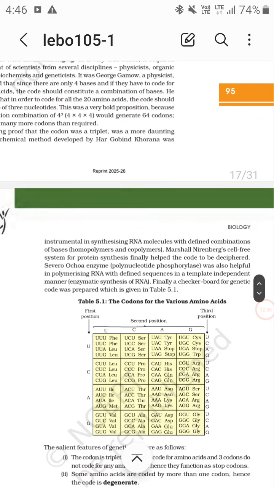Now Marshall Nirenberg's cell-free system for protein synthesis finally helped the code to be deciphered. Then Severo Ochoa's enzyme polynucleotide phosphorylase was also helpful in polymerizing RNA with defined sequences in a template independent manner. That is enzymatic synthesis.